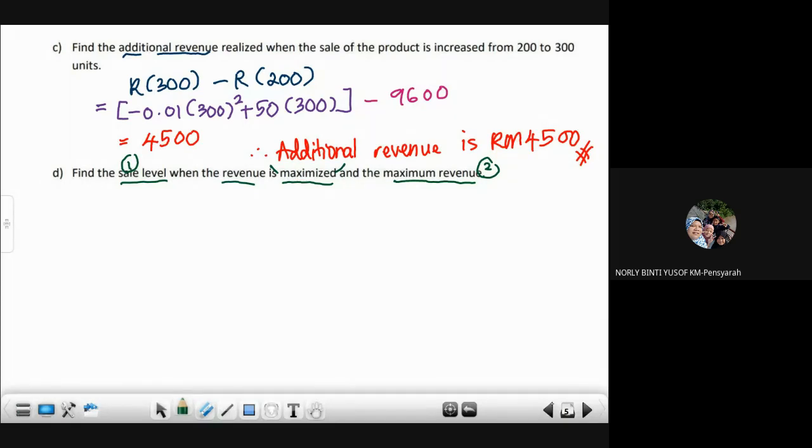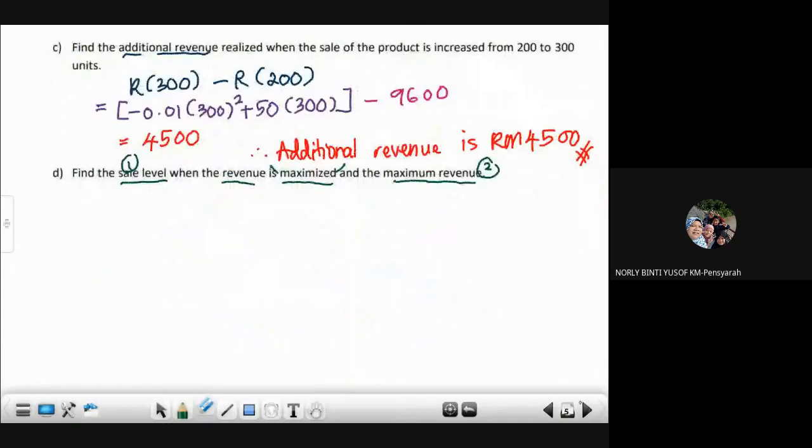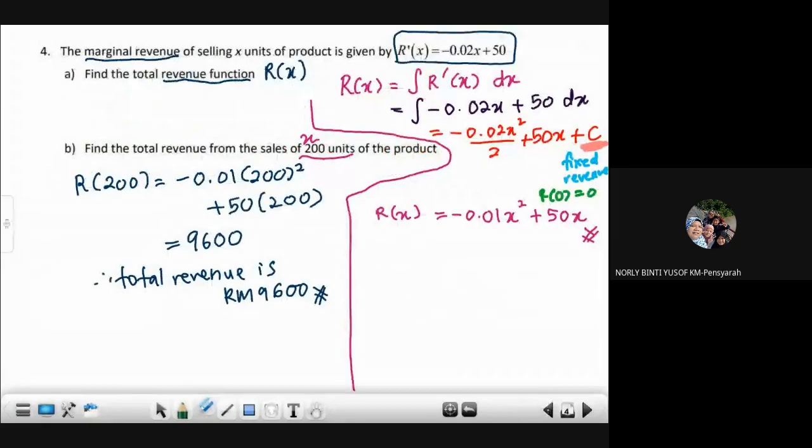So sama step dia macam ini to find, tapi you ganti to find the maximum revenue. Cuma dekat sini akan jadi lesser than 0 lah sebab maximum revenue exists. Dekat nombor 4 ni je dia berbeza. Yang lain sama. And the function is different lah. Just now cost, this one is revenue. So revenue function you for R'(x) dah ada.